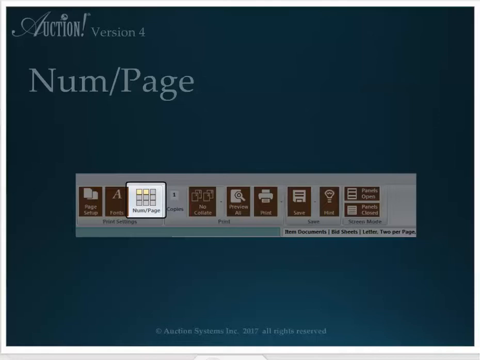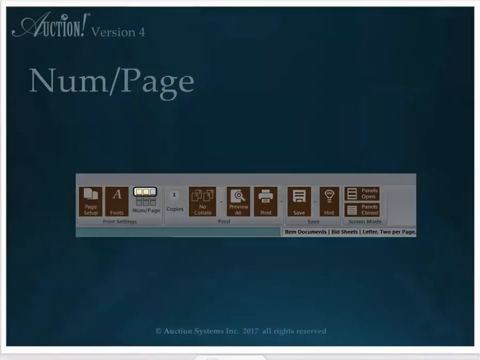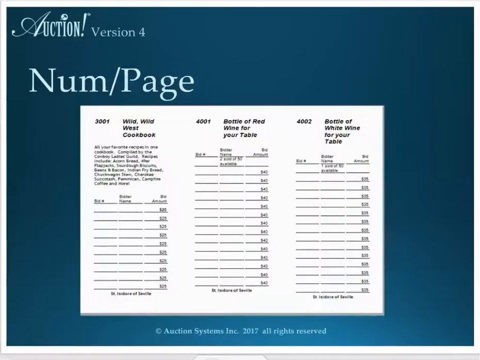Start with Letter Single Column Bid Sheet Format. Click Page Setup and change the orientation to Landscape. Set the left and right margins fairly small, about 0.5 inches in each direction. Then, in this Num Page grid, make sure the top square in each column is yellow. Your bid sheets will come out with 3 items on a page.